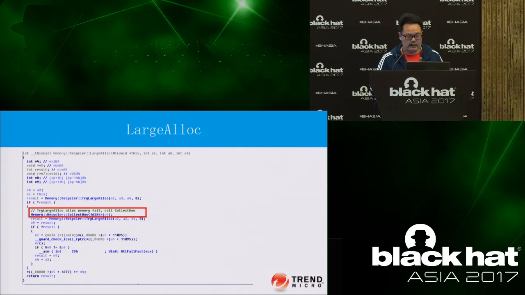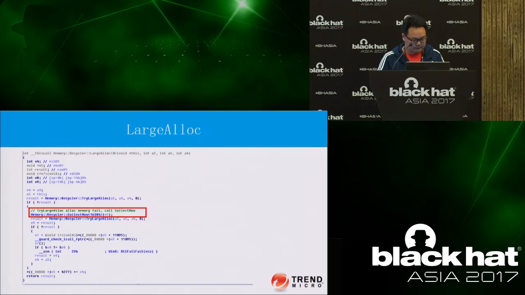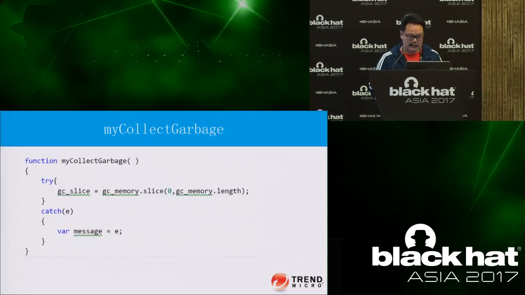So using the large allocate, we can define our own collect garbage function. This function can trigger the GC immediately. The GC memory is a large string, and when we use the slice function on it, it will allocate large memory from the operating system. Because the operating system does not have enough memory, it will go to this part and do the GC. So this function can trigger the GC immediately.